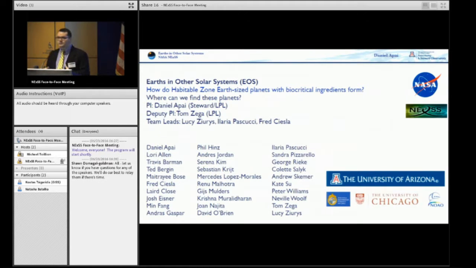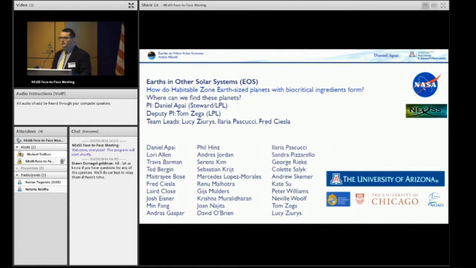That basically allows us to identify which systems are more likely to have habitable planets than others and understand what factors influence their formation. So I'm the principal investigator of the team, and we have the deputy PI, Tom Zega, here in the room. We have three teams, teams 1, 2, and 3, led by Lucy Zuris, Ilaria Pascucci, and Fred Chesla. Lucy will be here tomorrow.